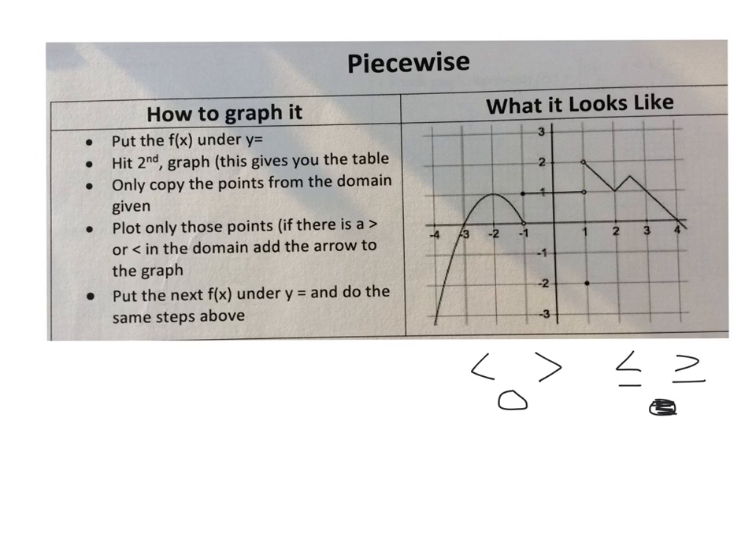Now as we read through the directions over here on the left hand side, putting the f of x under y equals, the easiest way to graph some of these, depending on your input function, is by typing it into y equals, hitting second graph, which gives you your table, and only copying the points from the domain given. Well, what does that mean? That part there, I want you to underline that: the domain given.